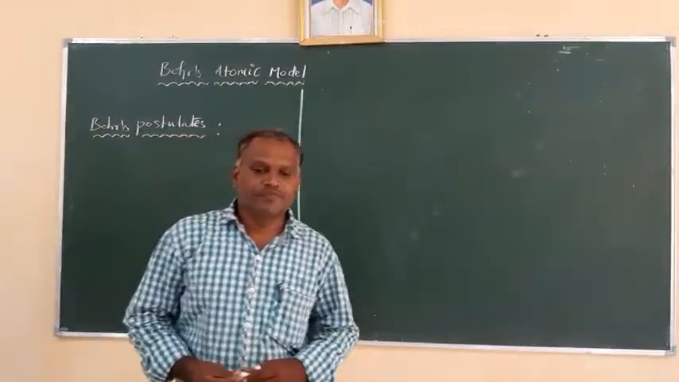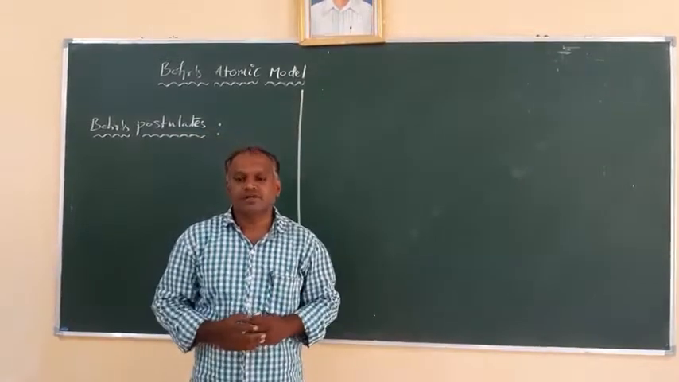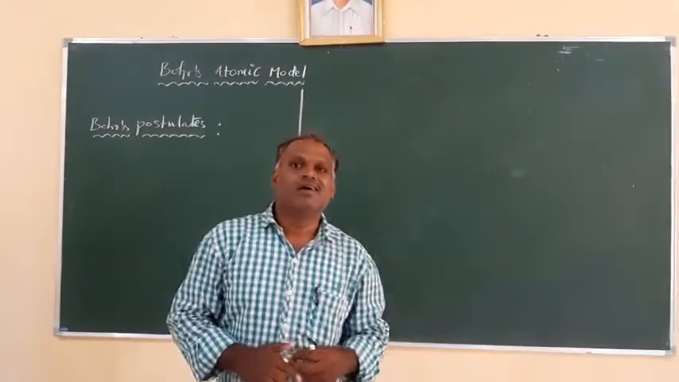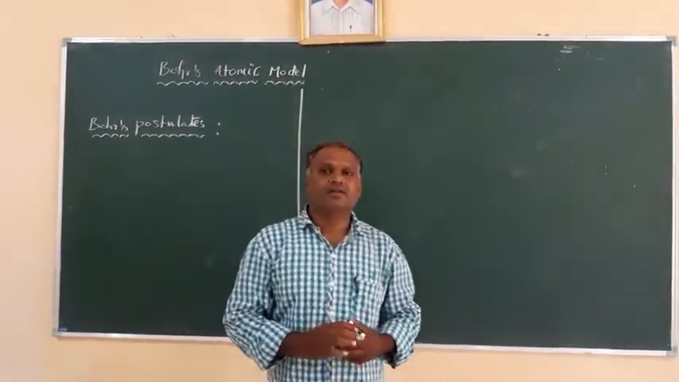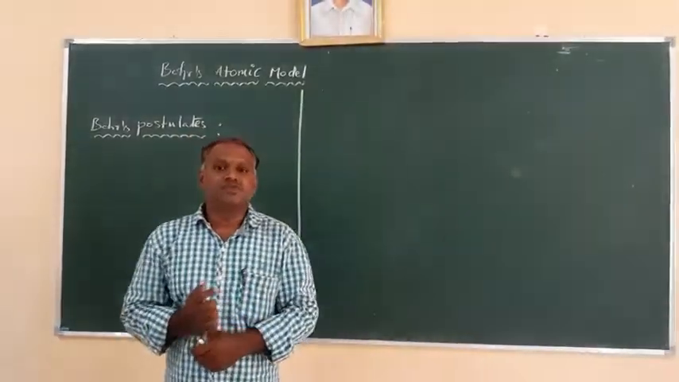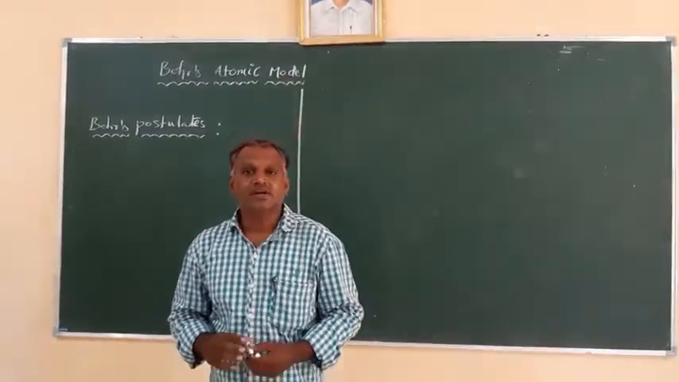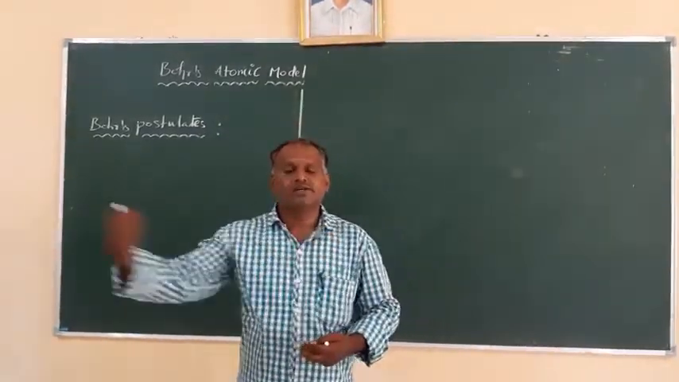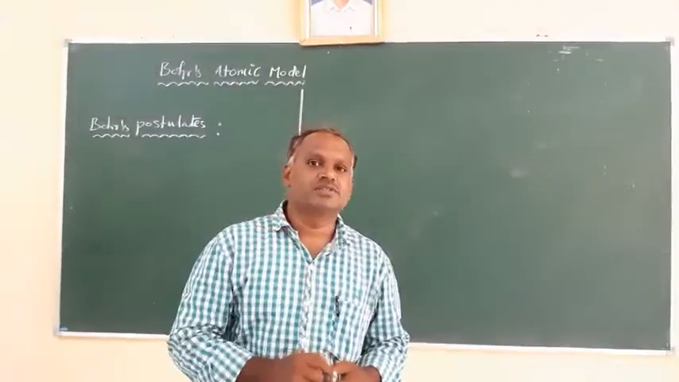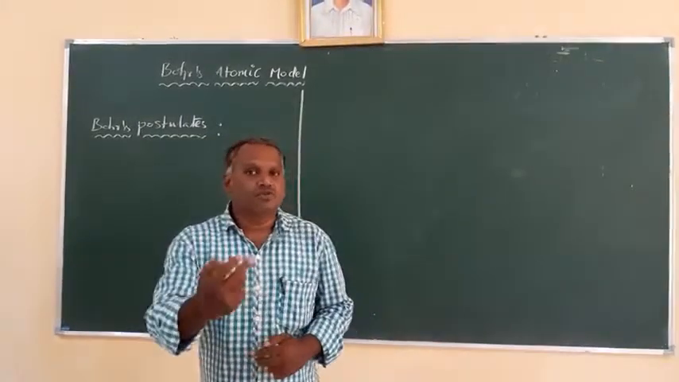In the last video, we discussed the atomic models: Dalton's atomic model, Thomson's model, and Rutherford atomic model. Those models give some information about the structure of the atom and the size of the nucleus, that is, where the alpha particle retraces back. That distance from the nucleus is called the distance of closest approach.